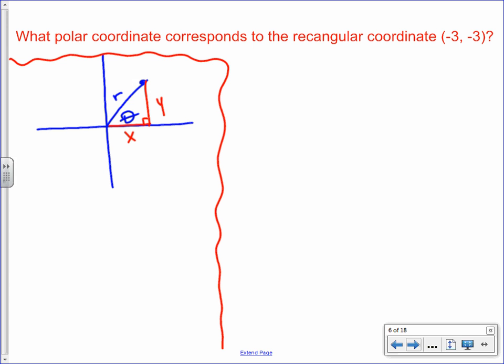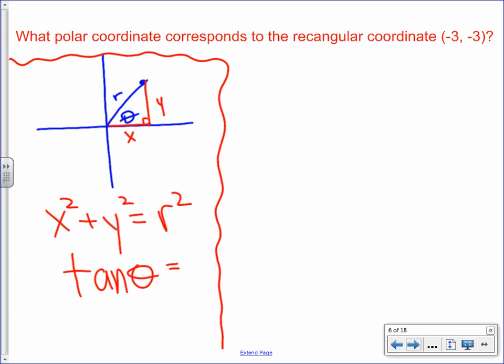Stop. What equations can we make out of this triangle? Root x squared plus y squared equals r, and inverse tangent of y over x. Okay, you can write it like that. Now, yes, we do have a coordinate in the third quadrant, so our polar coordinate better be in the third quadrant.